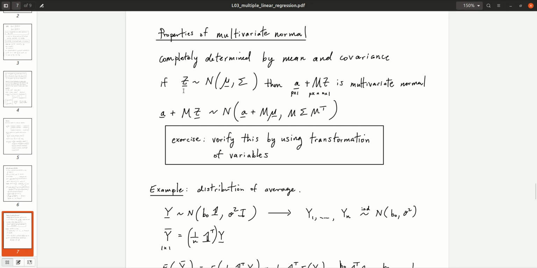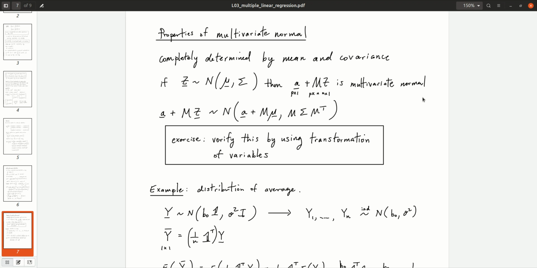Okay, so the next piece of information is that if I start with a multivariate normal vector z, and I tell you that its mean vector is mu and its covariance matrix is sigma, then I take this linear transformation of z. So I take the p by 1 vector A and the p by n matrix M, and I do A plus M times z. Then this vector, which is a p by 1 vector, has a multivariate normal distribution.